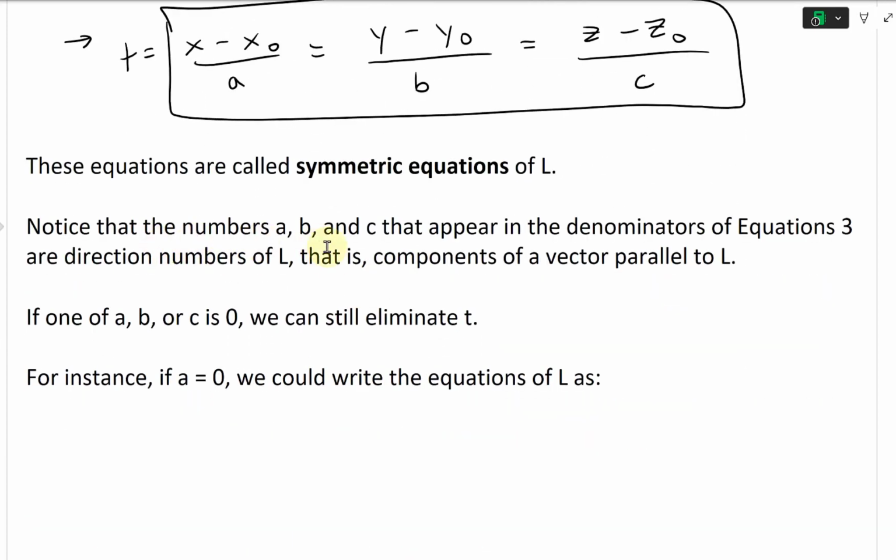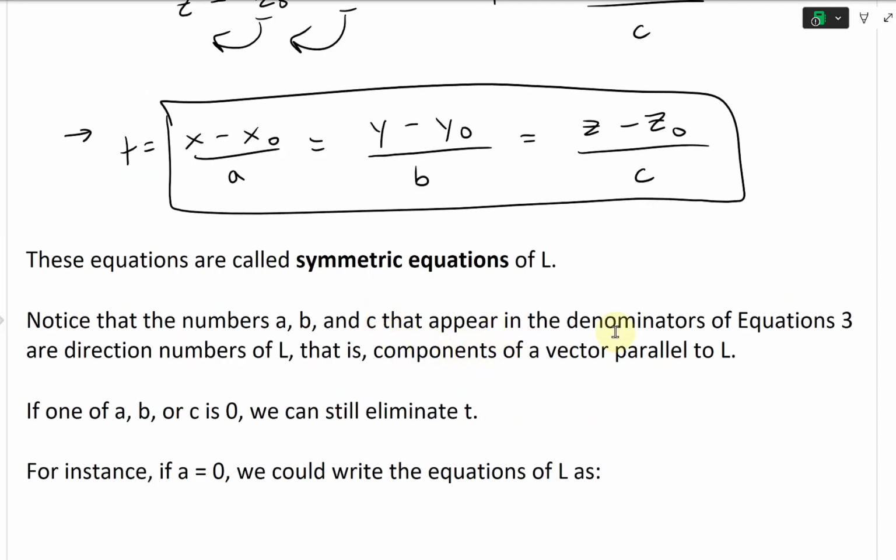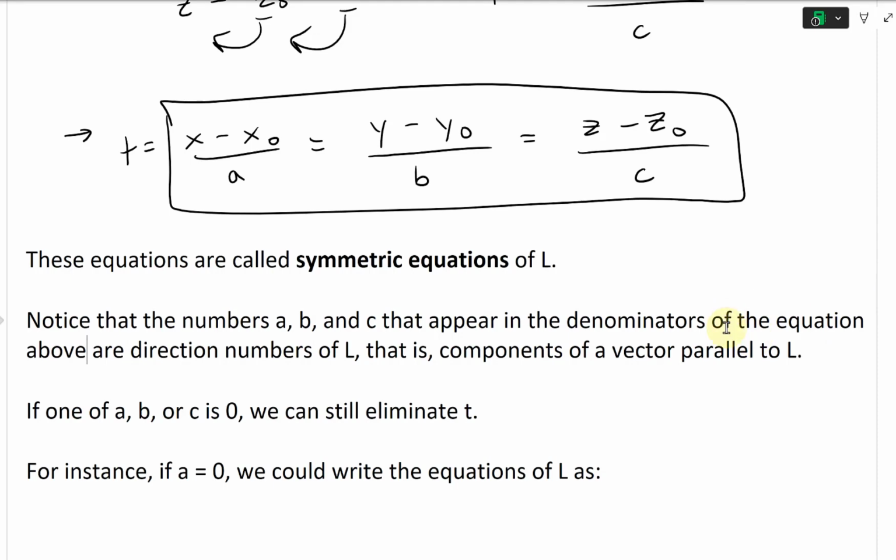Notice that the numbers a, b, and c that appear in the denominators of equation 3, which I'll just call the equation above, are direction numbers of L. Remember the vector v with components a, b, c. Those are direction numbers of L, that is, components of a vector parallel to L.